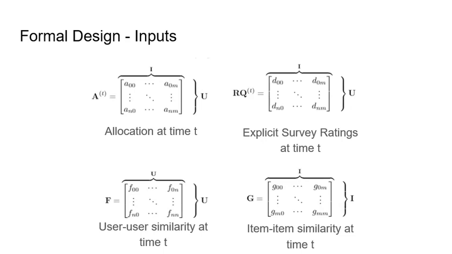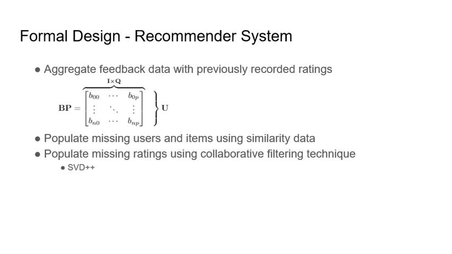Then we also have our user similarity matrix and our item similarity matrix, which both have values of a normalized score comparing the two users or two items. Next, we have the recommender system part of our design, and that starts with our aggregate feedback data, which is in the matrix BP, and that is our previously recorded ratings.